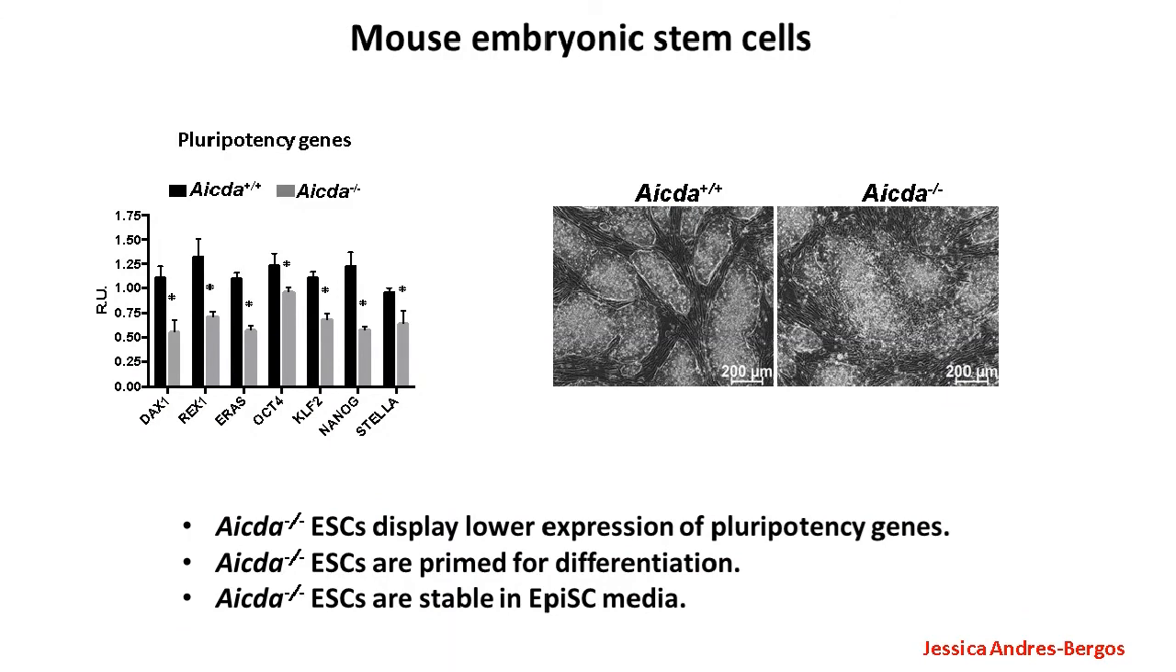And similar to induced pluripotent stem cells, we observe that AID knockout cells have lower expression of pluripotency genes, which you can see on the left-hand side, as compared to the wild type. And these cells were also primed for differentiation. If we keep them for 4 days in culture in the presence of 2I plus LIF, they start to differentiate. So similar to induced pluripotent stem cells, it seems like AID knockout mouse embryonic stem cells are also similar to epiblast stem cells.